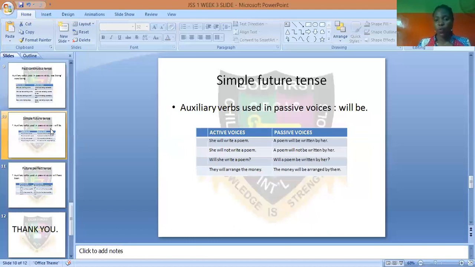A poem will be written by her. She will not write a poem. A poem will not be written by her. Will she write a poem? Will the poem be written by her?